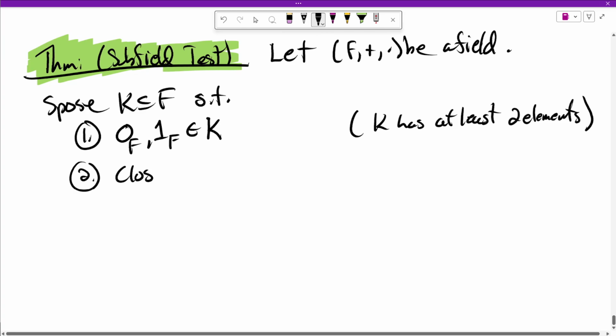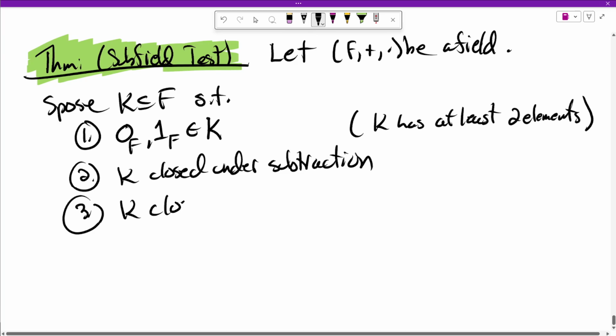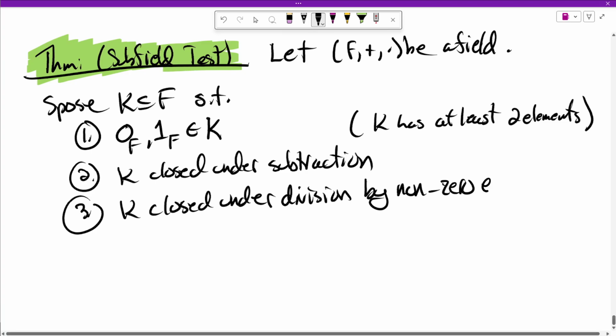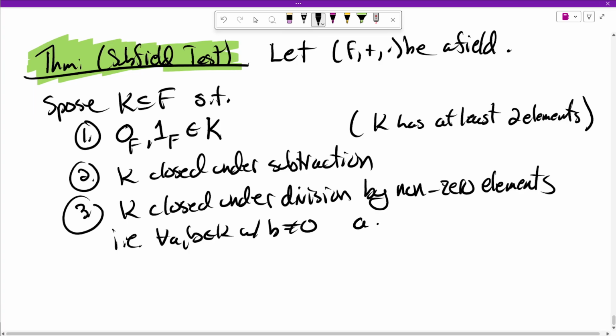K is closed under subtraction. And K is closed under division by non-zero elements. Let me just clarify this one because it's slightly different than the subring test. For all A, B in K, with B not 0, A times the multiplicative inverse of B, which is A over B, is also in K. Okay, so proof.